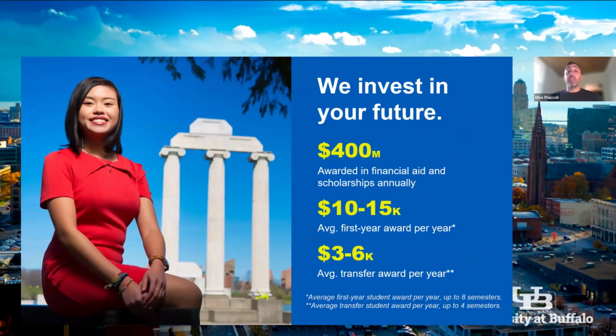And last year, UB offered over $400 million in financial aid and scholarship. UB freshmen typically range from 10 to 15,000 per year over 8 semesters, and transfer scholarships range from 3 to 6,000 per year over 4 semesters.